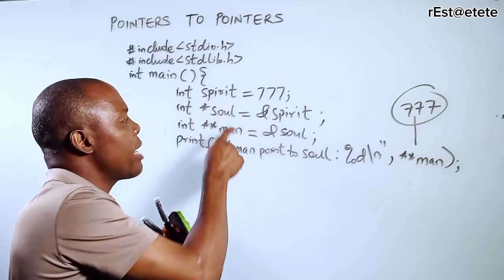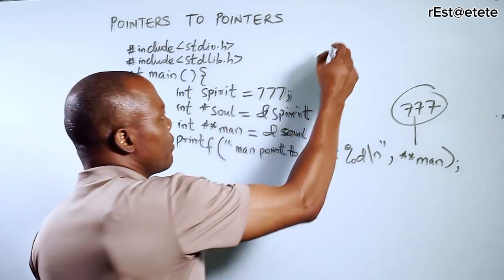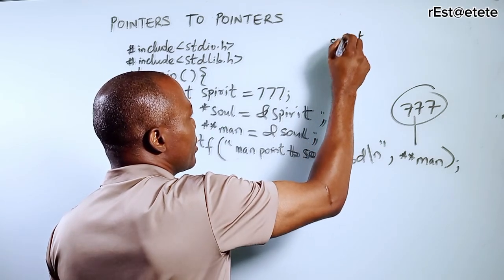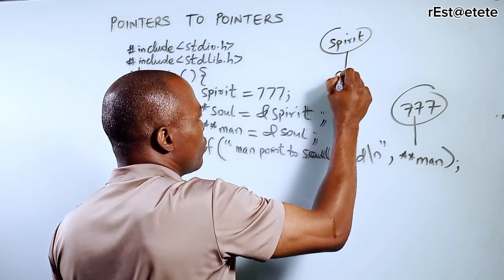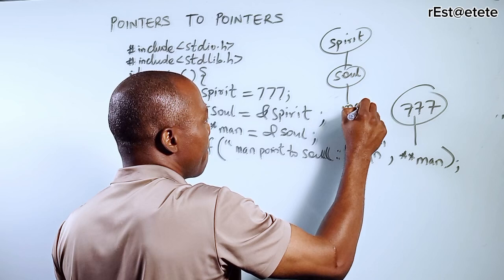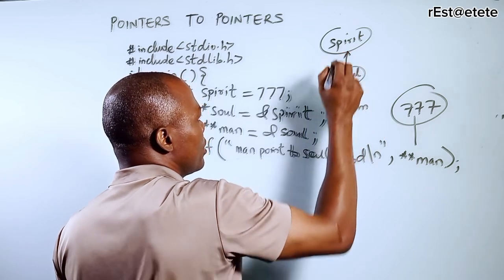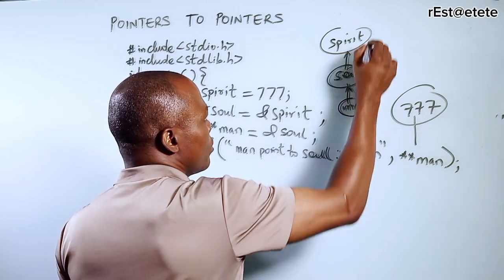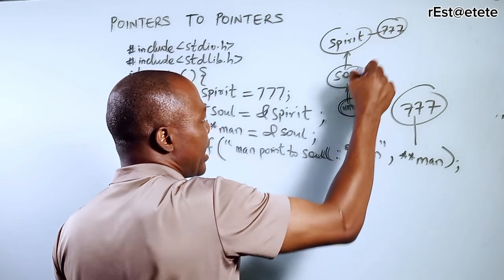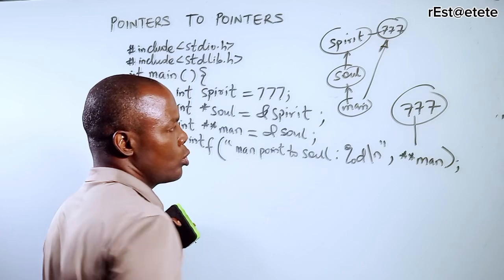The next thing I'm going to do is point this soul to something else. Initially, I'm pointing this soul to this. So I'm having spirit, and then I'm having soul, and then I'm having man. So this points to this, points to this. This one is housing 777. So this guy can access this through the soul.